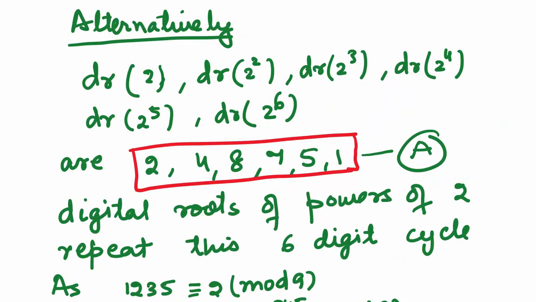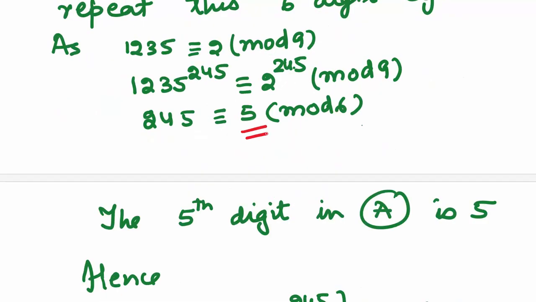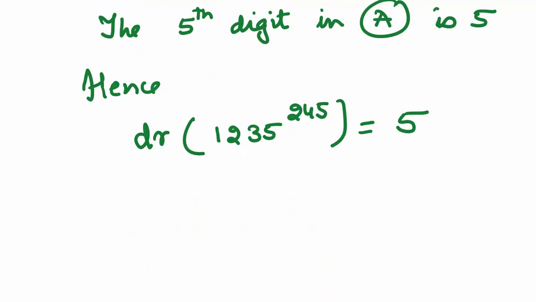There's another way of doing it. Digital roots of powers of 2 are nothing but 2, 4, 8, 7, 5, 1. Now, digital roots of powers of 2 repeat the 6-digit cycle, as 1235 is congruent to 2 mod 9. 1235 raised to the power 245 will be congruent to 2 to the power 245 mod 9. 245 is congruent to 5 mod 6, because we have a 6-digit cycle. We are dividing by 6. We get 5 here. The 5th digit in the cycle is 5. Hence, digital root of 1235 raised to the power 245 is 5, as you saw above.